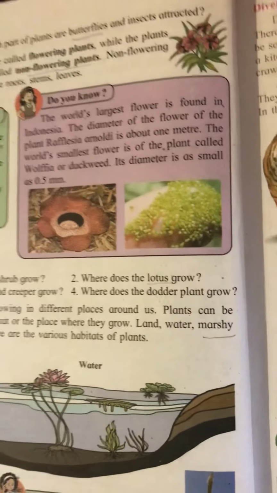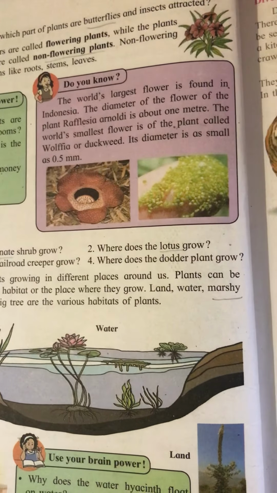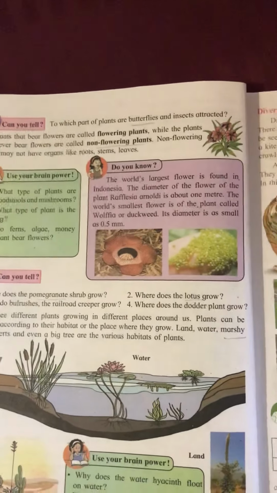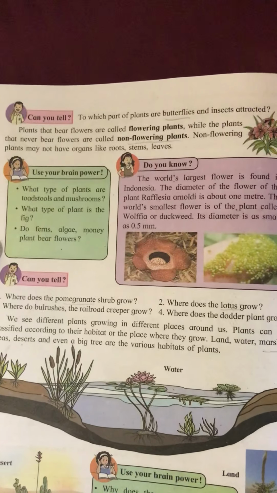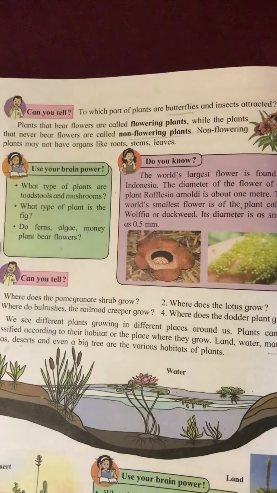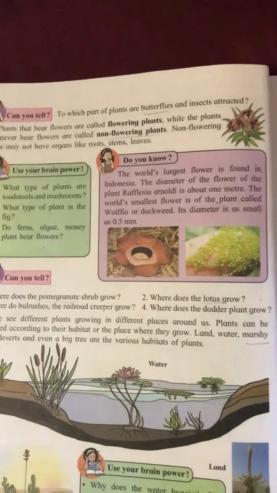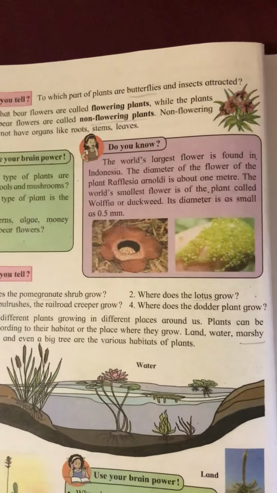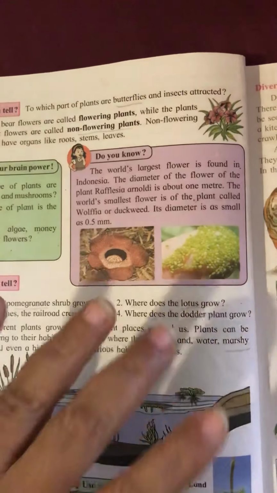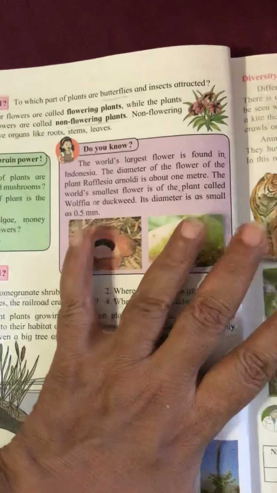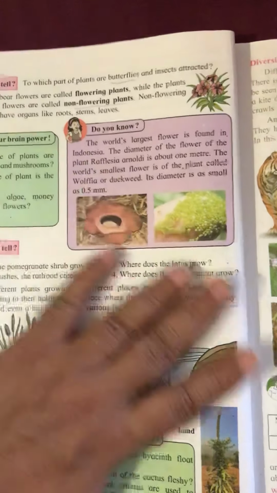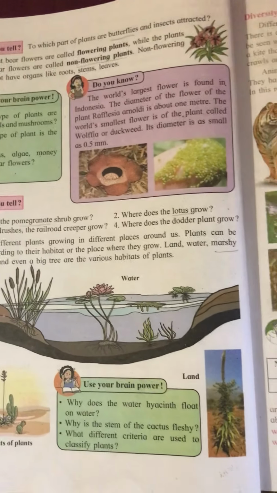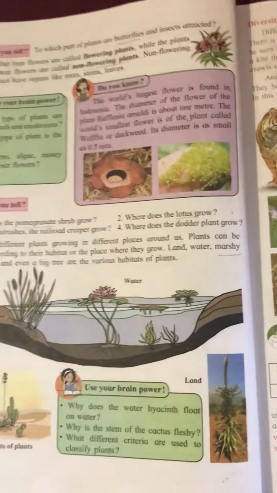Now, to which part of the plants are butterflies and insects attracted? Plants that bear flowers are called flowering plants, while those that never bear flowers are called non-flowering plants. Non-flowering plants may not have organs like root, stem, or leaves. Then they had said about the world's largest flower and the smallest flower. This is just for information, and in no way does it say anything about the classification system. They have just said which is the largest flower and which is the smallest flower.